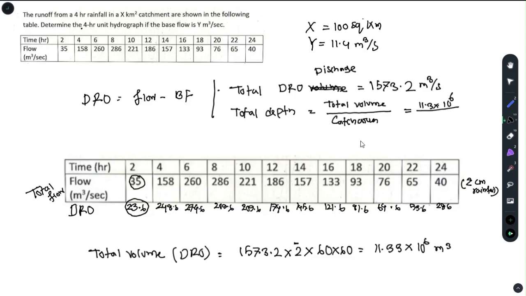I have missed a point here. The catchment area is 100 square kilometer. So you can multiply it by 100. To take it in meter, you can multiply it by 10 to the power 6 as it was in square kilometer. You'll get a value of 0.1133 meter, which is eventually 11.33 centimeter.